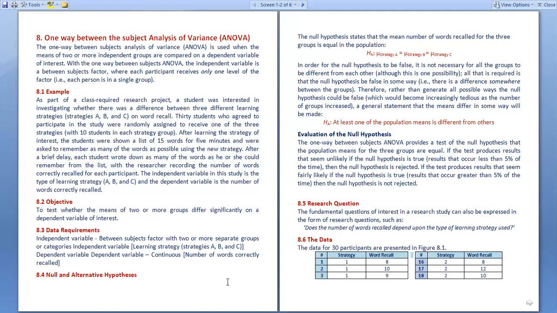Very good morning. Today we are talking about one way between the subject analysis of variance, ANOVA. This is also known as one way ANOVA, and in our talks today we'll be just saying one way ANOVA. When is one way ANOVA conducted? One way ANOVA is conducted when we have got two variables, independent and dependent. Independent variable is in multi-nominal form and dependent variable is in scale form.